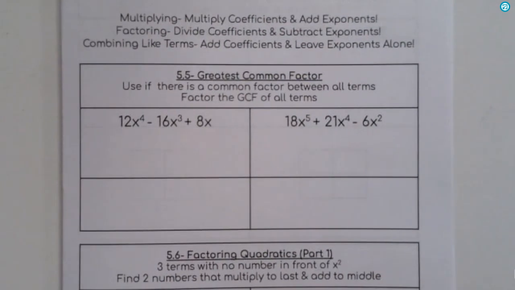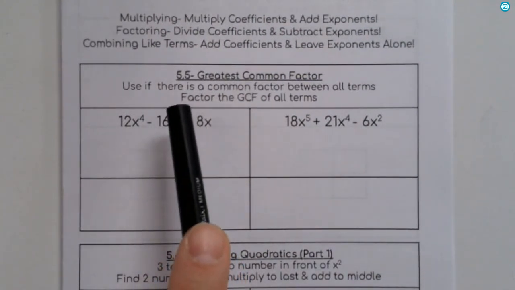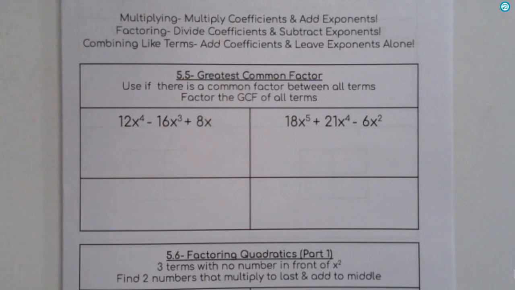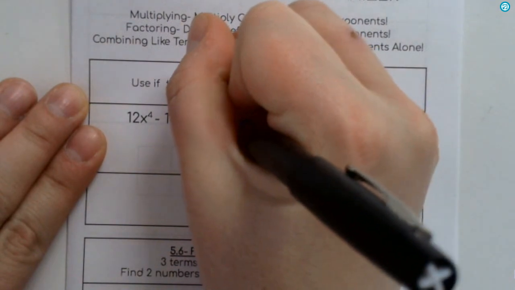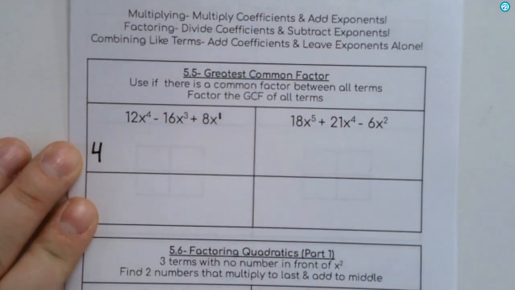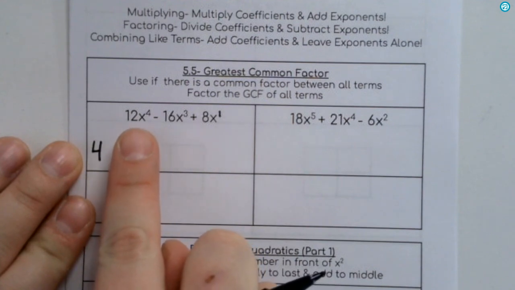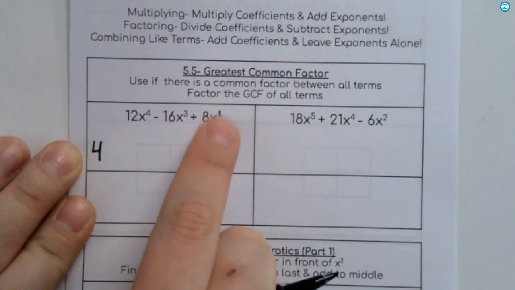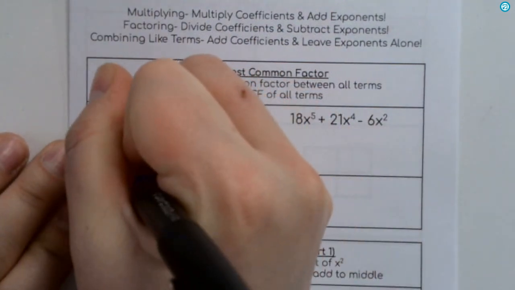So the first strategy we learned was greatest common factor. We use this if there is a common factor between all of the terms, and what we do is factor that greatest common factor out. So the first thing I'm going to do on this first problem is put an imaginary 1 right here and make this 8x to the first. Then I'm going to ask myself, what can I divide 12, 16, and 8 by? I can divide all of those by 4, so I'm going to put a 4 out front. And then I can take however many x's the one with the least has. So x to the fourth, x to the third, x to the first. I can take x to the first. So 4x to the first is going to be my greatest common factor.